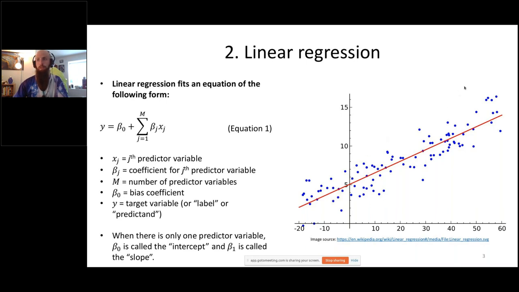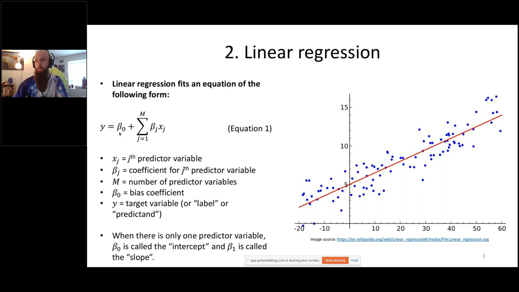You can have multivariate linear regression. So you can have 10 predictors, 100 predictors, 1,000 predictors, however many you want. Although generally there's still only one target variable, or one output variable, for linear regression. So linear regression fits an equation in this form. You're going to see a few equations in this lecture, but I'm not going to go through derivations or anything weird like that. This is what the equation looks like for multivariate linear regression.